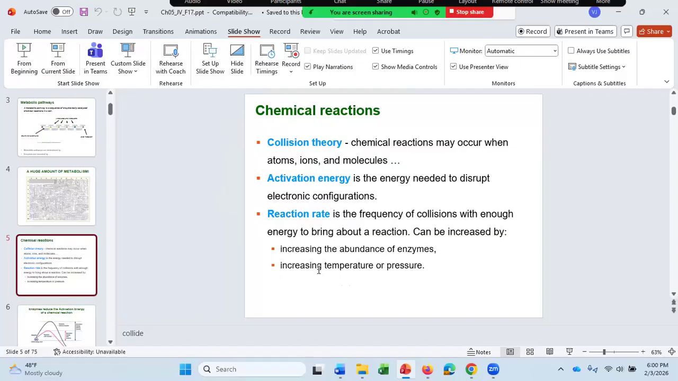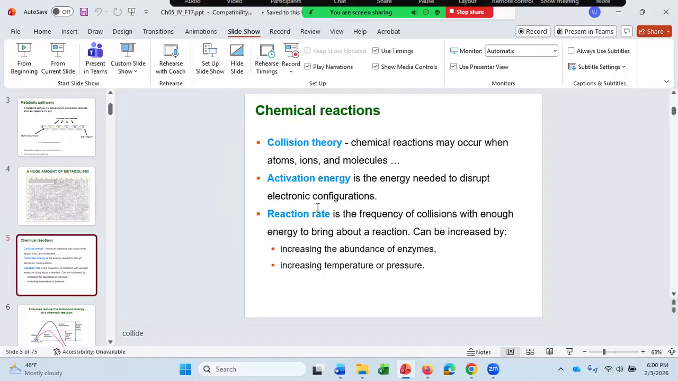If you increase the temperature, the atoms, ions, and molecules will have more movement. They'll have more energy. That's why they have a higher temperature. And that will increase the reaction rate because the more energy the starting atoms, ions, or molecules have, the more energy they'll have in the collision, and that will be more likely to disrupt the electronic configuration needed to perform the chemical reaction.